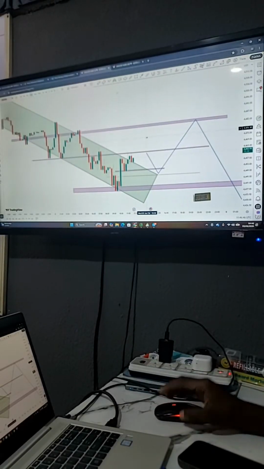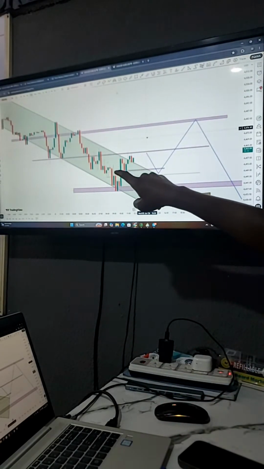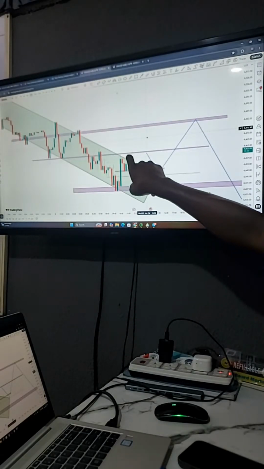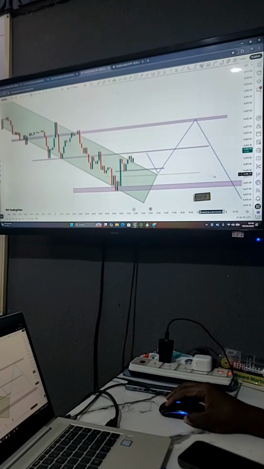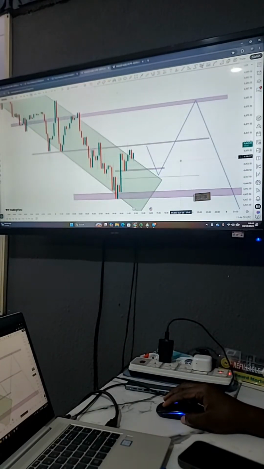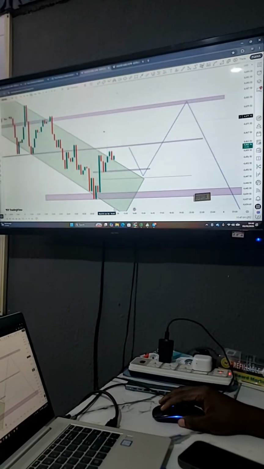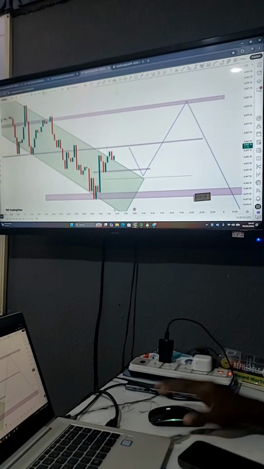So on this 15 minutes, it doesn't give us another engulfing. After every engulfing, it has to do that engulfing pullback, so it's still coming down. Understand? If you rush out, the market will humble you well.